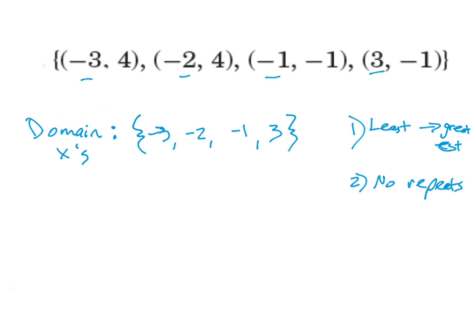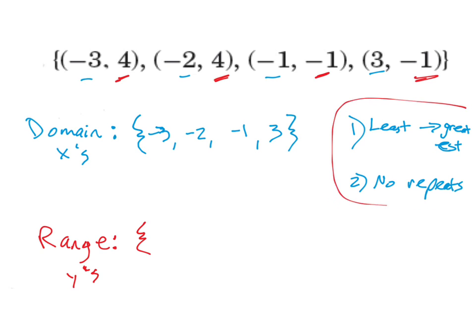Alright, now let's move on to range. Range is a companion to domain. It's the y's of your function, or the possible y's. And I'm going to start with the squiggle bracket, which is just like a terrible 3. And I'm going to look at my y's. And much like my domain, I want them least to greatest and no repeats.